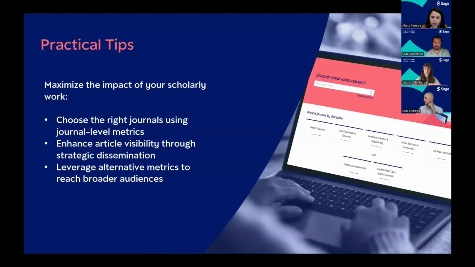You can also monitor your metrics. So keep track of your citation counts, altmetrics, and downloads on your article using tools that we've discussed today. And that can help you understand how your research is being received and help you refine from there. And then also diversify your impact measurements. Don't rely solely on one metric. Consider a combination of journal and article level metrics to get a complete picture of your research influence. And then by applying these strategies, you can enhance your research visibility, increase engagement, and improve your chances of making a meaningful impact in your fields.